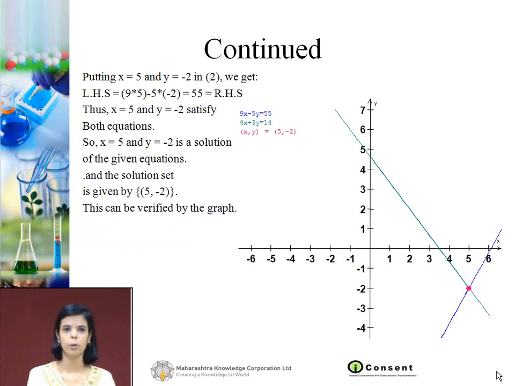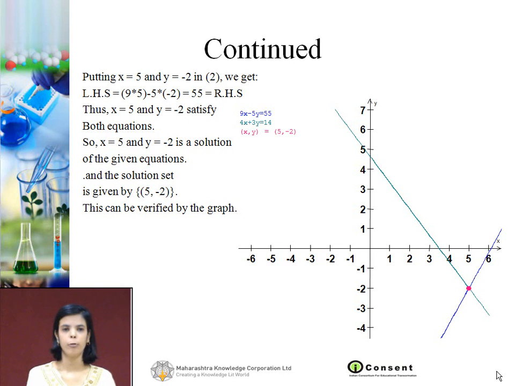Do the same procedure for the second equation. We get left hand side of the second equation equal to 9 into 5 minus 5 into -2, which is equal to the right hand side of the second equation, that is 55. So we can say that x is equal to 5 and y is equal to -2 satisfy both the equations.